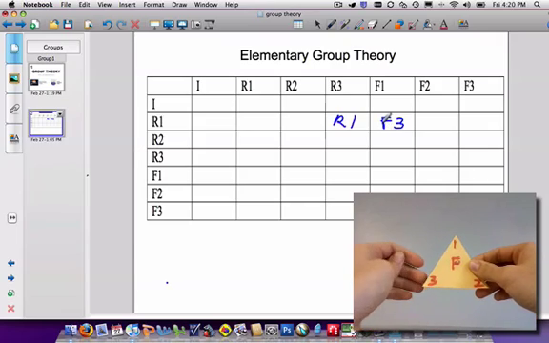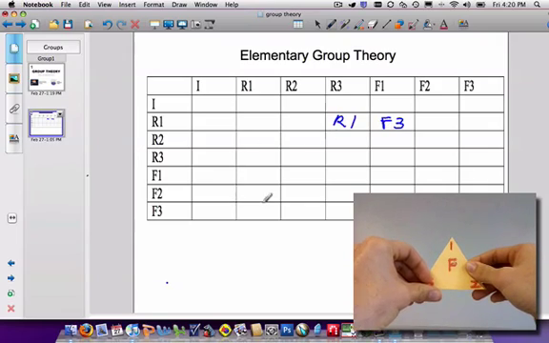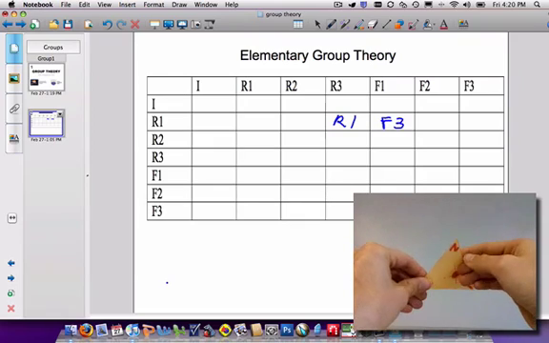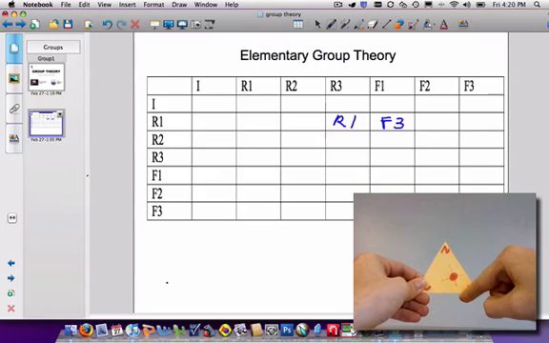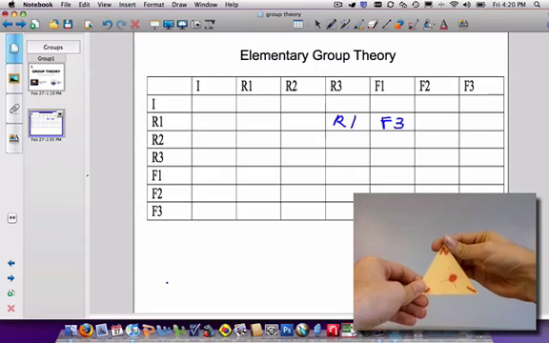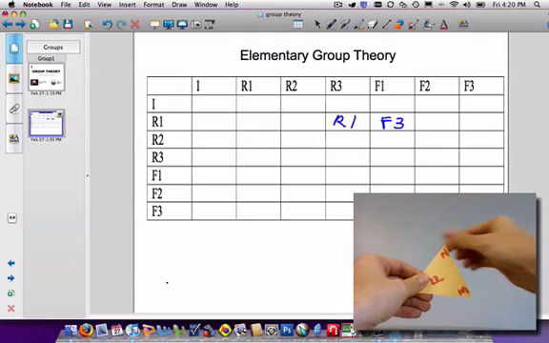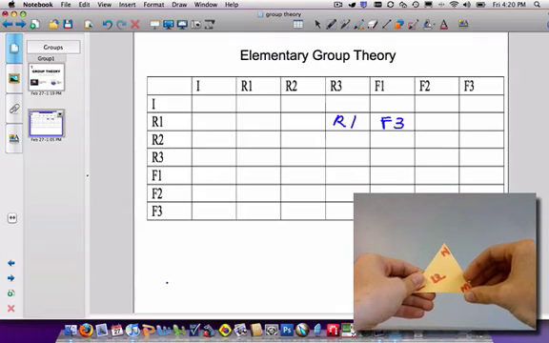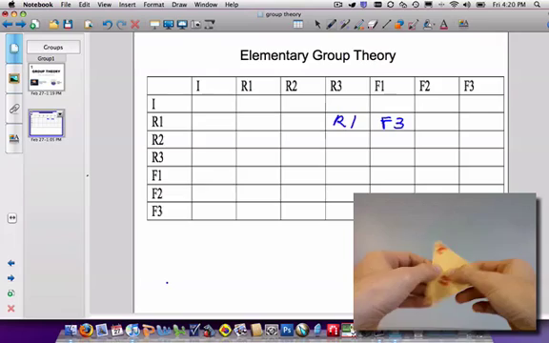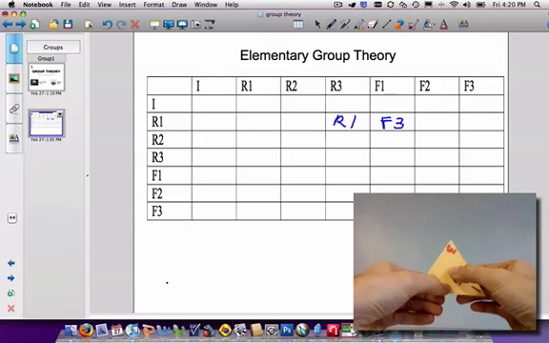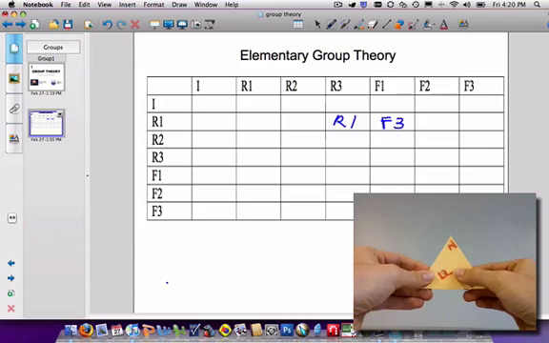Let's do one more. So let's say I have F3 and F2. So F3 is a flip. Hold the 3 and flip it, still parallel to the table. And an F2. Well, this is equivalent to, I'm back on the front, so it must just be a rotation. That's equivalent to an R2. Good luck. Go ahead and finish the table.